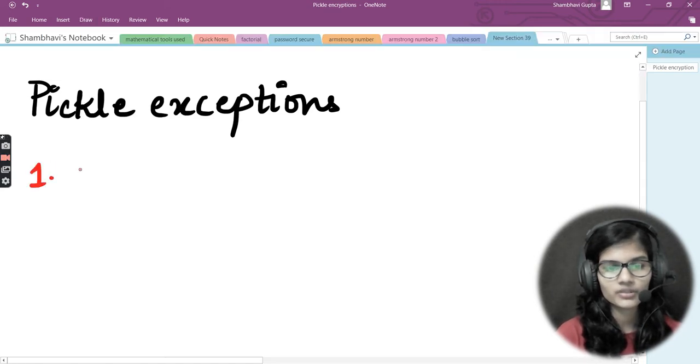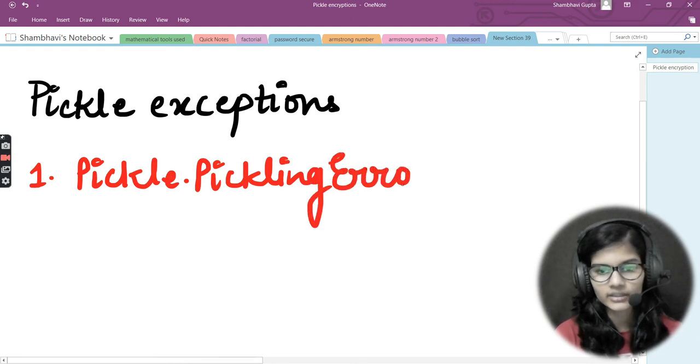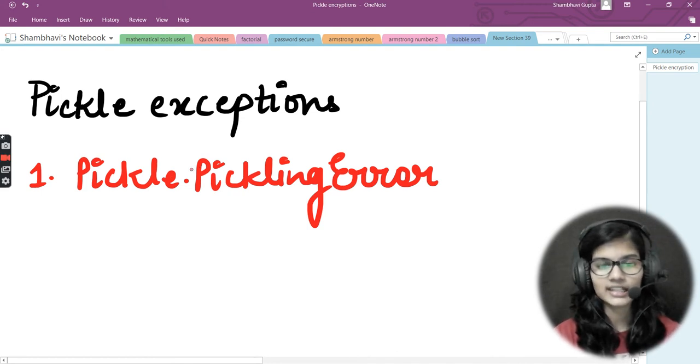The very first exception is pickle.PicklingError. Okay, this is the very first exception that we actually get. Pickle.PicklingError. So what does this mean? It means that if the pickle object does not support pickling, this exception is raised. Let's say the object which you have made does not support pickling. In that case this type of error is raised.